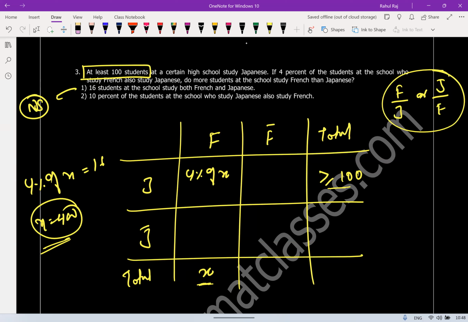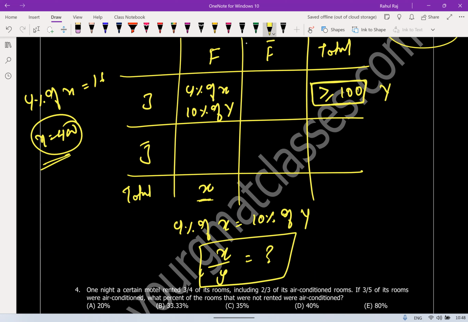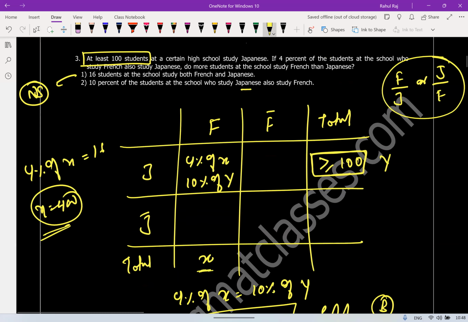Option number 2 says 10% of the students who study Japanese also study French. Do we know how many students are studying Japanese? No. So let's say the total number of students studying Japanese is Y. So 10% of Y also study French. Now can I say 4% of X is equal to 10% of Y? You will get the ratio X by Y if you solve this. And once you get the ratio, you'll be able to say which is more and which is less. So this is sufficient to answer the question. B should be the answer. Am I right?